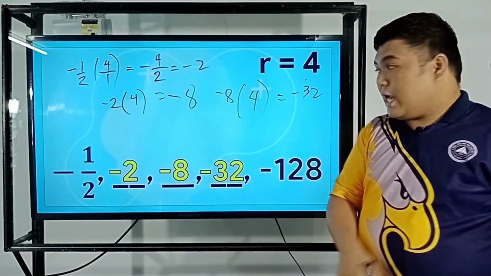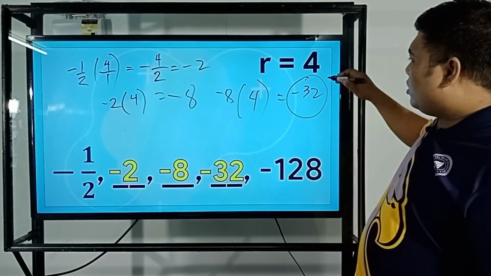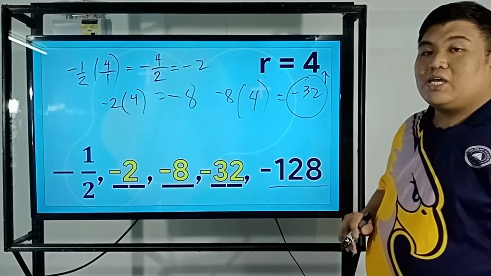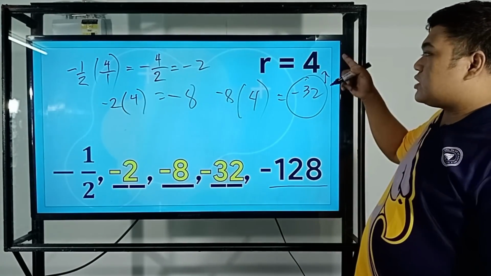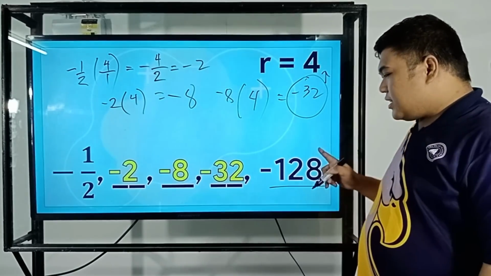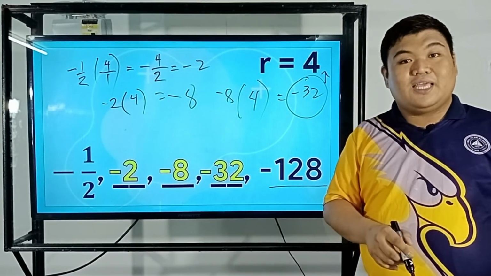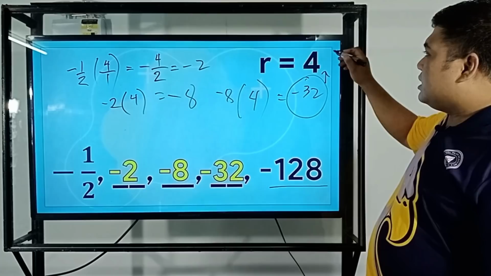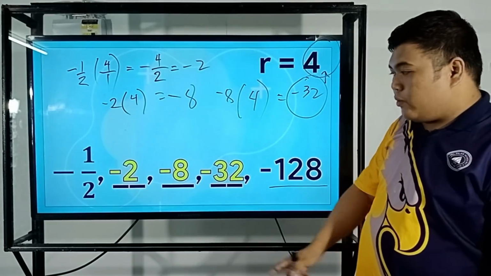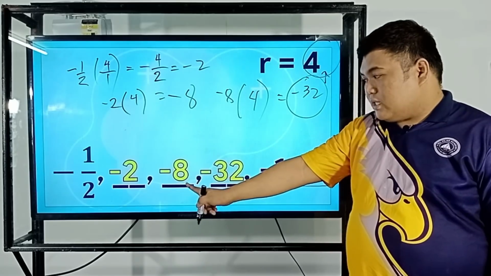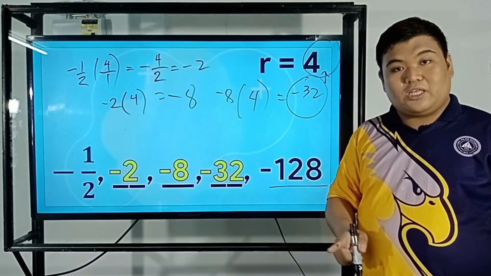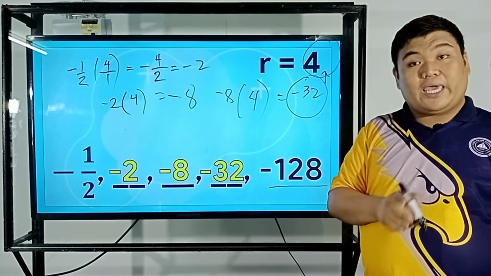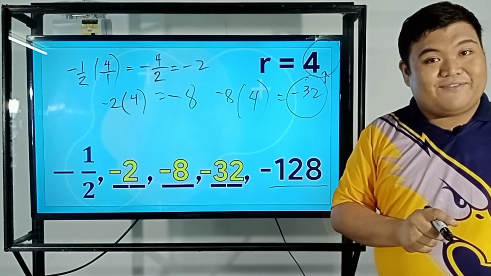And again, for you to check your answer, when negative 32 is multiplied by 4, the answer should be the last term. So negative 32 times 4, that is correct, that is negative 128. So the 3 missing terms of this geometric sequence, when the common ratio is positive 4, we have negative 2, negative 8, and negative 32. What would the values be when the common ratio is the other one, negative 4?